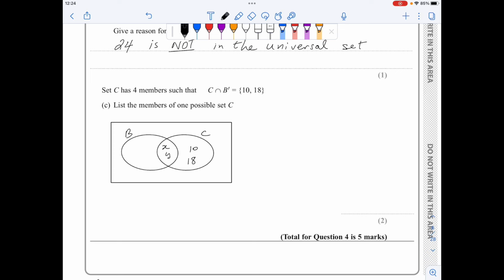The answer is basically 10, 18, X and Y, where X and Y are 2 numbers from B, and B are the odd numbers between 9 and 20. So I'm just going to make a note. X and Y are 2 members from 9, 11, 13, 15, 17, and 19.